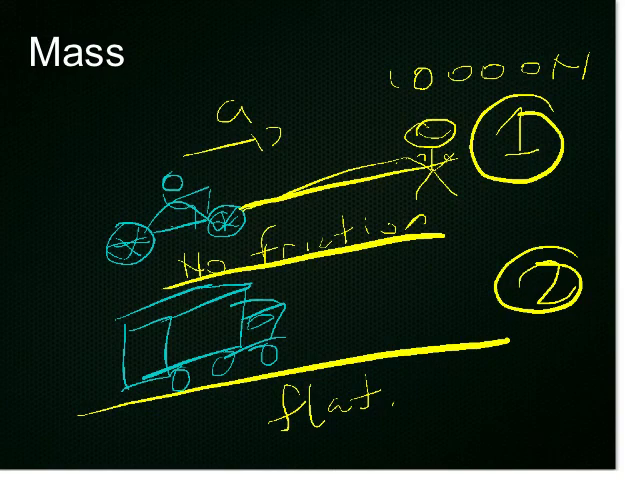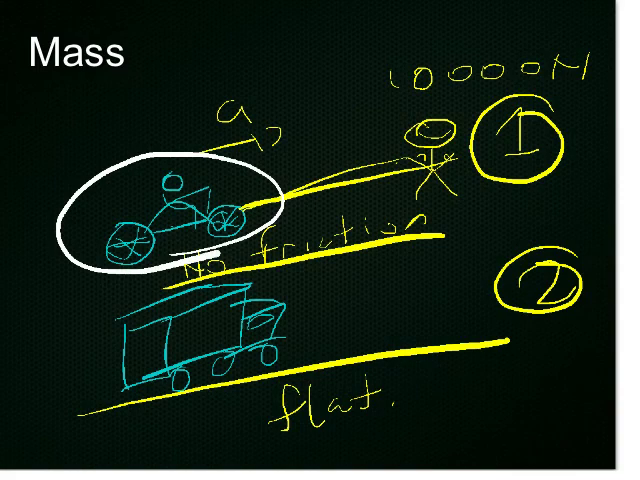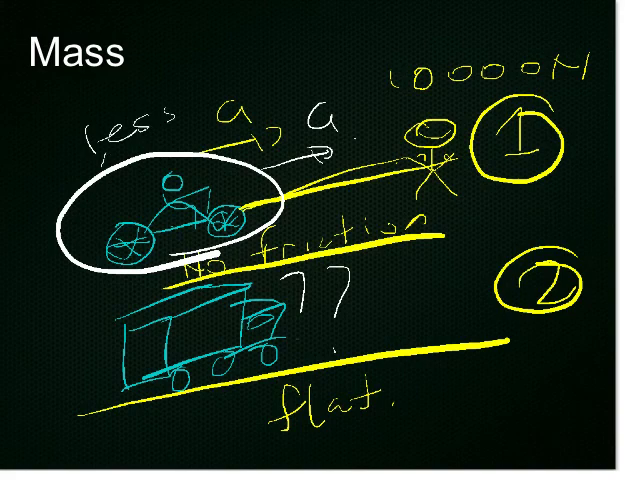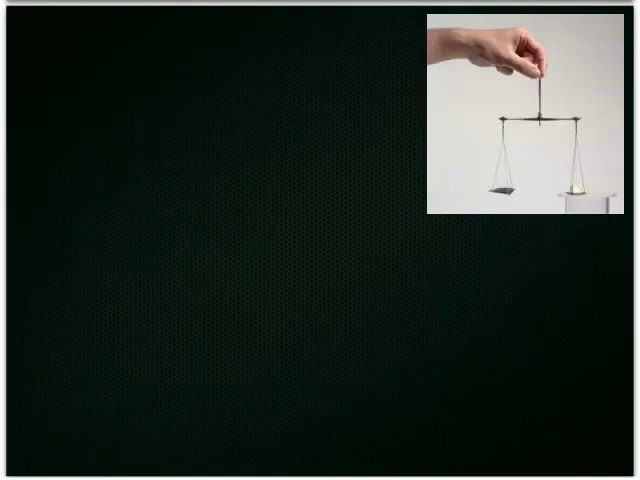Hopefully you've said the bicycle. If you said the truck, you need to think a bit more. This guy is going to accelerate the fastest. So this guy has less mass. Okay. So what is mass? Let's define it.